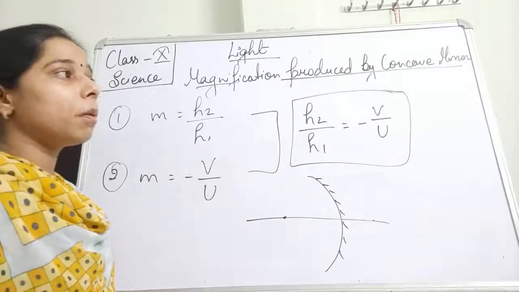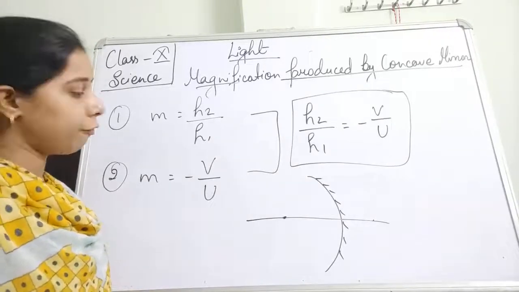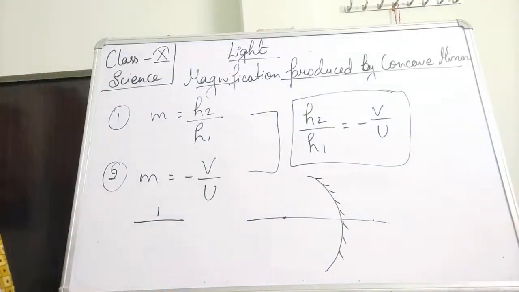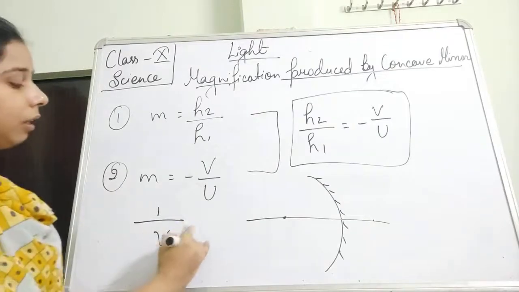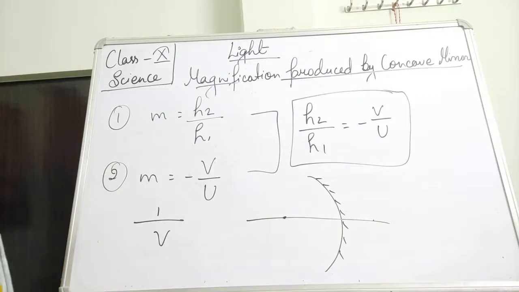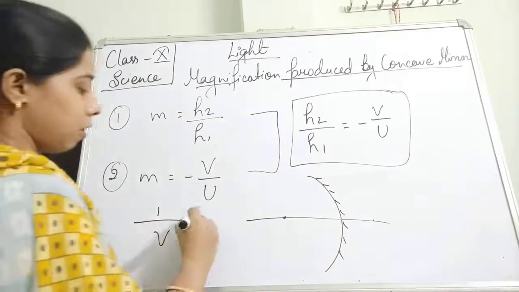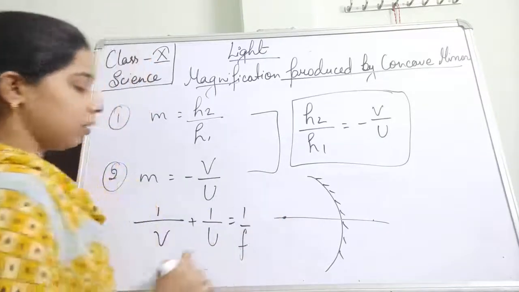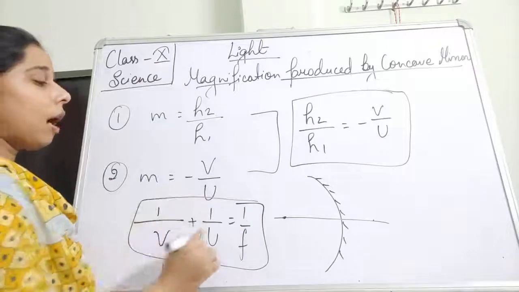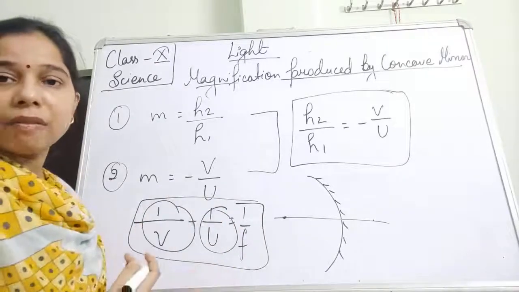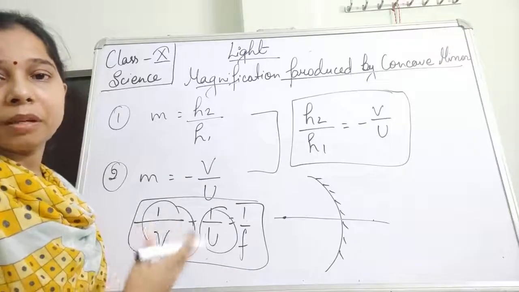Then we came to know about the mirror formula. What is the mirror formula? Let me remind you. Mirror formula is 1 by V plus 1 by U is equal to 1 by F. This is the mirror formula, and obviously we are going to use the sign convention, and then we will put the values in the formula.